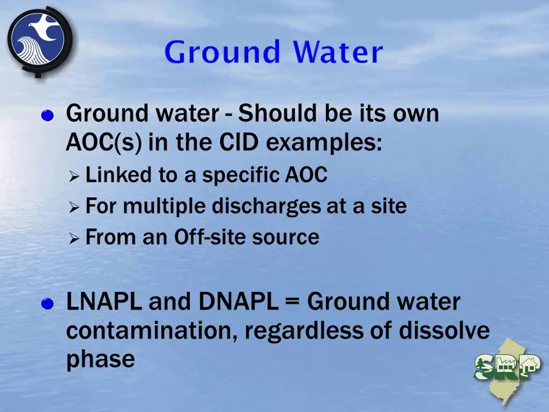Our instructions in the instruction tab say so. Divide it. I'll give you an example of what it should look like if the groundwater contamination is linked to a specific AOC, if it's linked to multiple discharges, or if it's from an off-site source. Because there's no better time to say this since I'm talking about groundwater: if you have LNAPL or DNAPL at your site, it is groundwater contamination, regardless of dissolved phase being present or not. Just acknowledge that LNAPL and DNAPL is covered under the groundwater guidance document for site investigation, RI, RA.